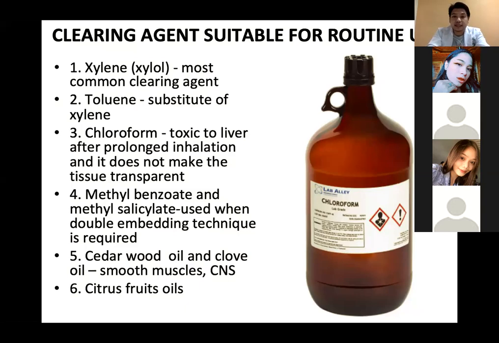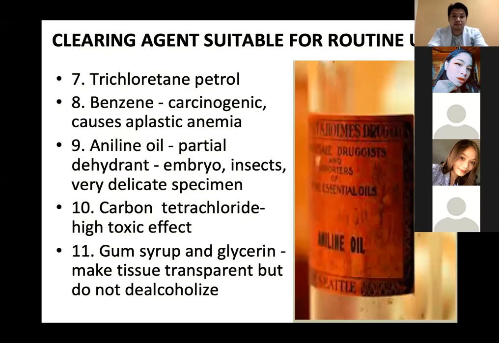Also, trichloroethane, petrol. So this specific chemical, class, is used for sa mga cars. Okay. Benzene. Benzene is not used at all sa present time, for it can cause aplastic anemia and it is carcinogenic. Okay. Even a minute exposure to benzene, class, can already cause aplastic anemia.